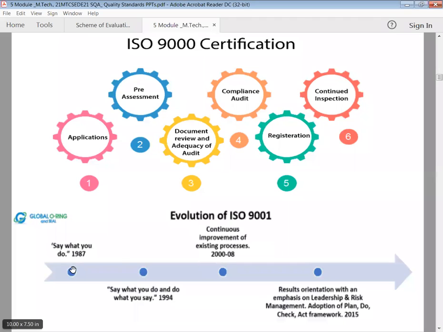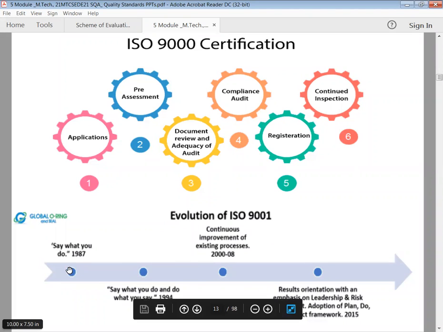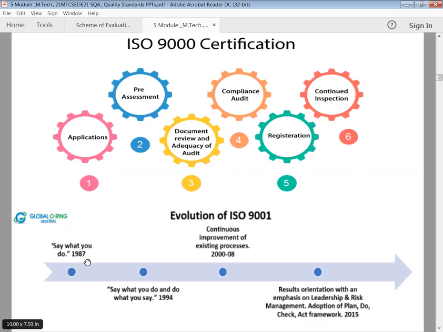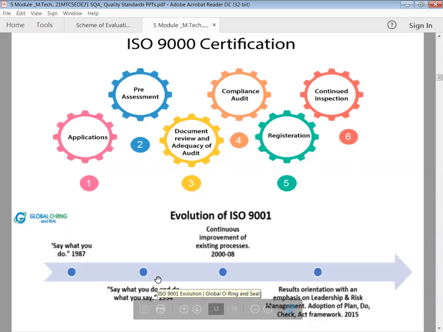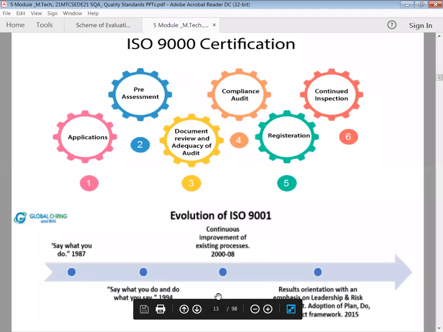So if you are saying some specification, these are my specifications for my software, those specifications should be implemented in your project. So this is the slogan for ISO 9001 during the year 1987. Then they made another slogan for ISO: say what you do and do what you say. So whatever specification you are stating should be implemented, and whatever you implement should be useful to society. That was the other slogan introduced during 1994.